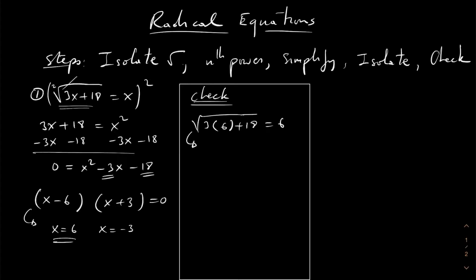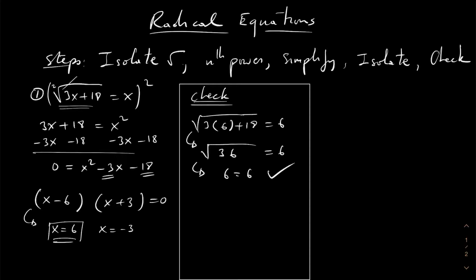Here, 3 times 6 is 18, plus 18 will give you 36. So you're going to have the square root of 36 equals 6, which is 6 equals 6, which is a true statement, so that's good. That means that x equals 6 is actually a solution for this particular equation.